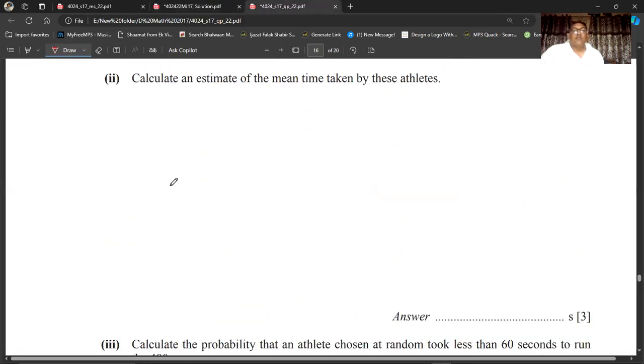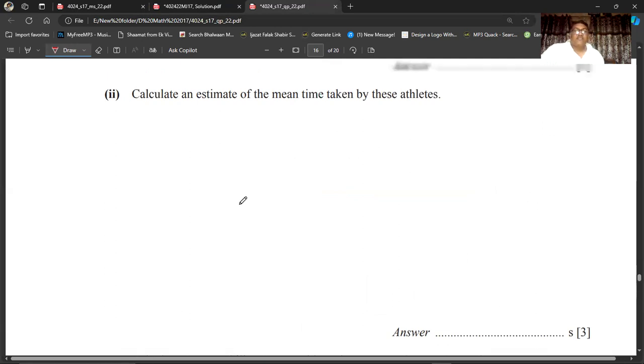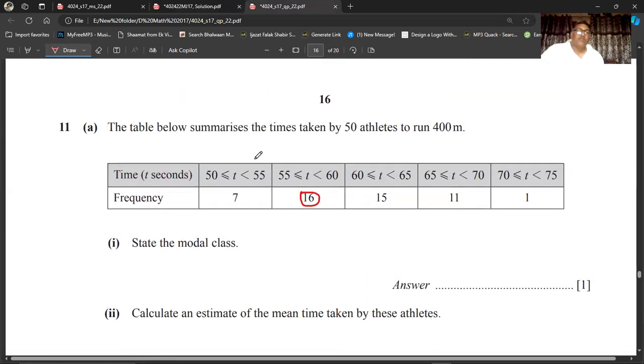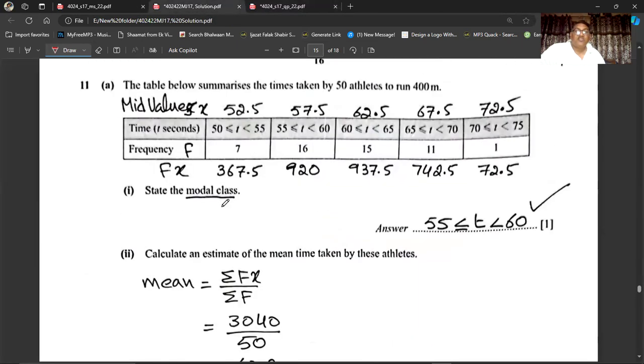He says, calculate an estimate of the mean time taken by these athletes. So it's a 3 marks question. So I will find out the mid values of these classes. That will be my X. This is my frequency. Then I will multiply those mid values with these frequencies. That will be Fx. And you know the mean is summation Fx divided by the summation F.